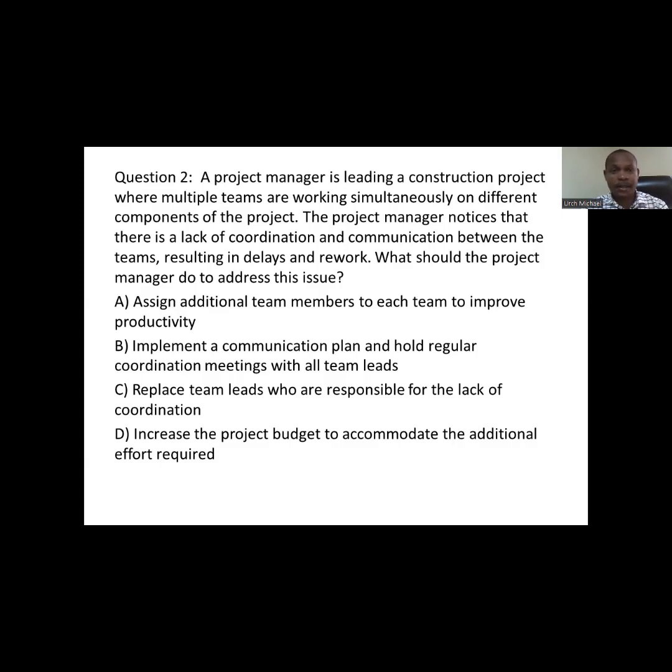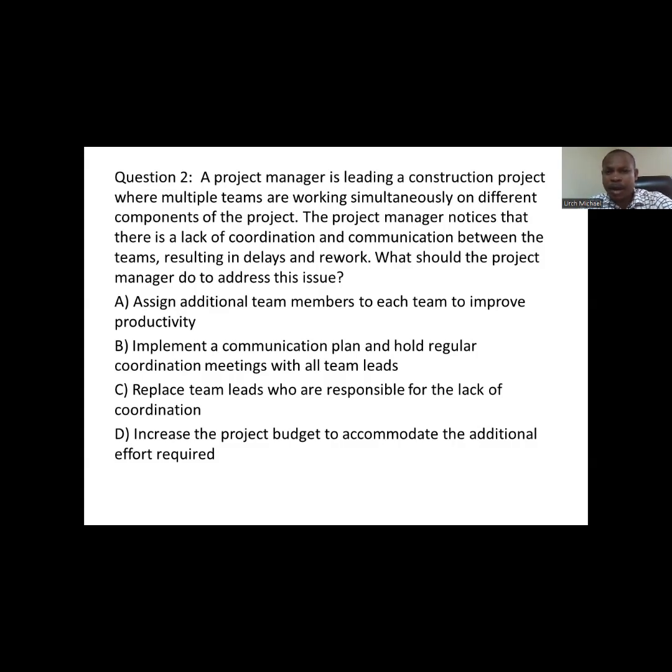Option A says, assign additional team members to each team to improve productivity. Assigning is not really the problem now. We're talking of communication and coordination. Then option B says, implement a communication plan and hold regular coordination meetings with all team leads. Yes, it's very important to hold regular meetings so that everybody can be on the same page with respect to the status of the project, the challenges coming up, and carrying all stakeholders along. So communication is very important. B looks quite promising.